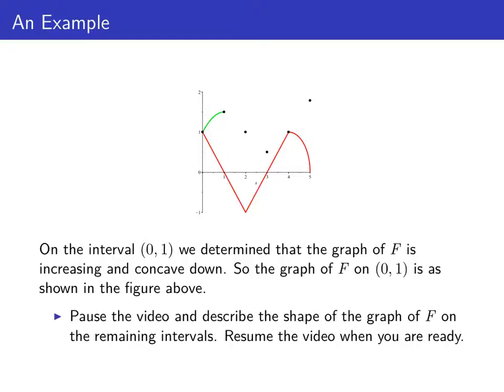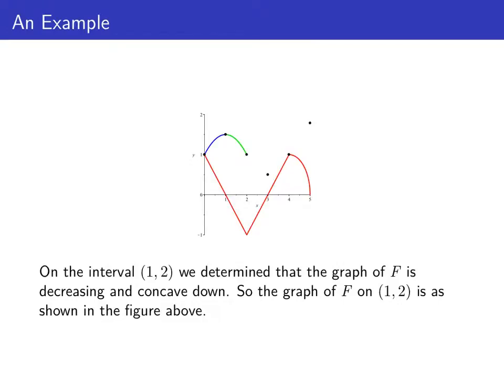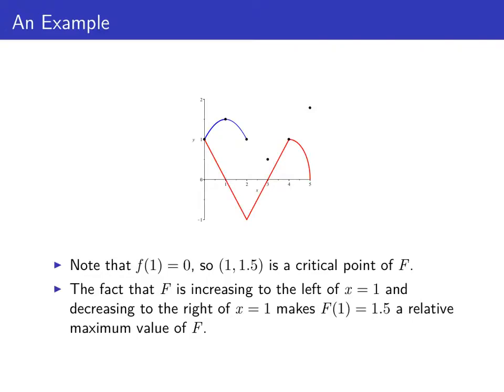On the interval from 1 to 2, we determined that the graph of big F is decreasing and concave down, so it looks like that green arc that we've drawn here connecting the points from 1 to 2. And note that little f of 1 is 0, which means that the point 1 and 1.5 is a critical point of big F. And the fact that big F is increasing to the left of 1 and then decreasing to the right makes big F of 1, or 1.5, a relative maximum value of big F.